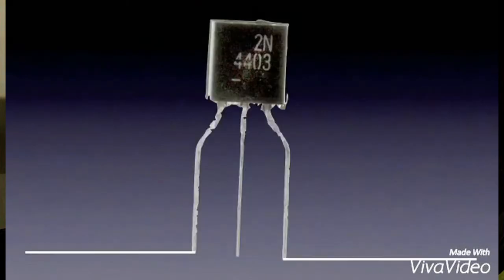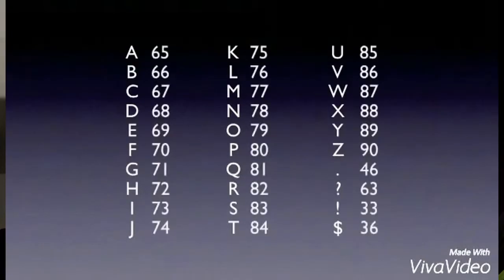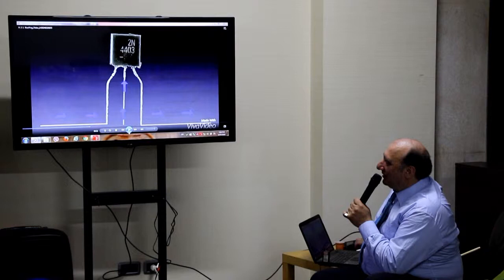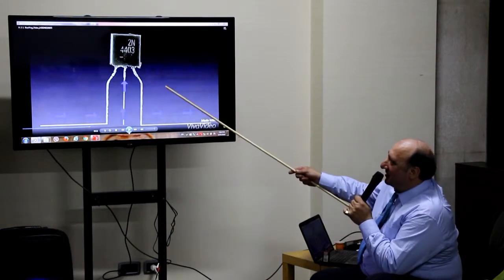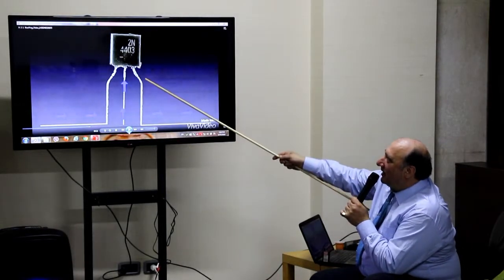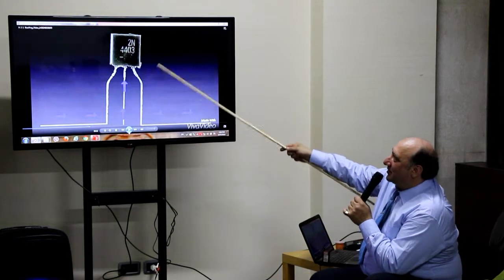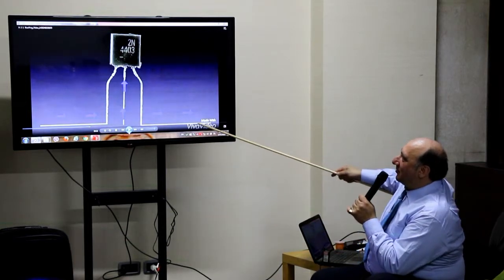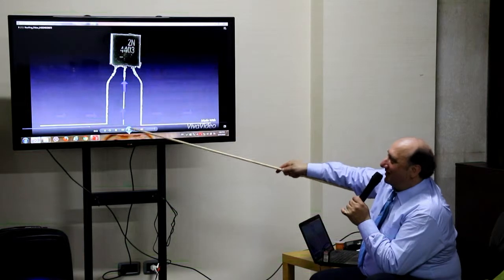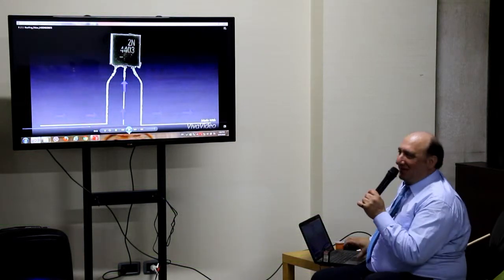Let's see that again. On. Off. By applying electrical current, the transistor turns on, and once more, electricity. This is the transistor of the computer. If you give electricity, like a switch, the electricity goes. If you don't give electricity, it doesn't go.